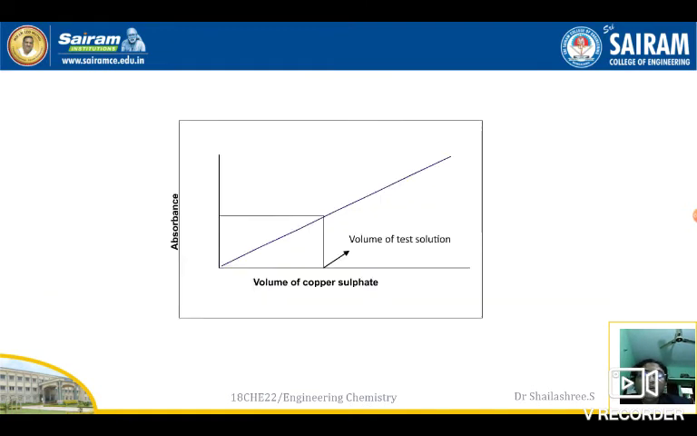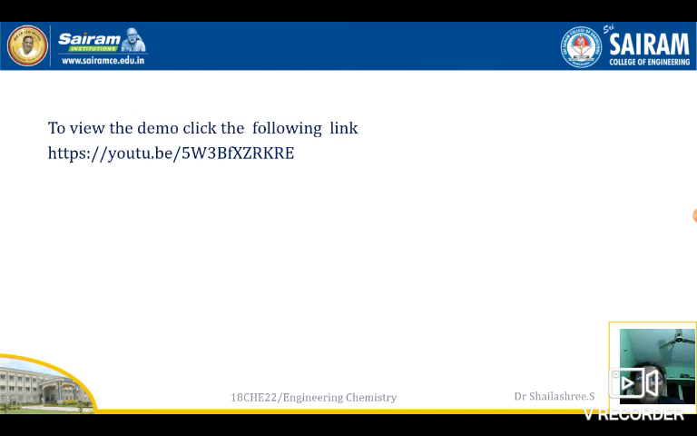See here, when you take the values, that is volume of the copper sulfate against the absorbance, you will be getting a straight line passing through the origin. You will be getting the graph like this. And from the unknown, you can calculate the amount of copper sulfate present in the given solution per liter. Okay. And to see the demo and calculation part, you can click the given link.